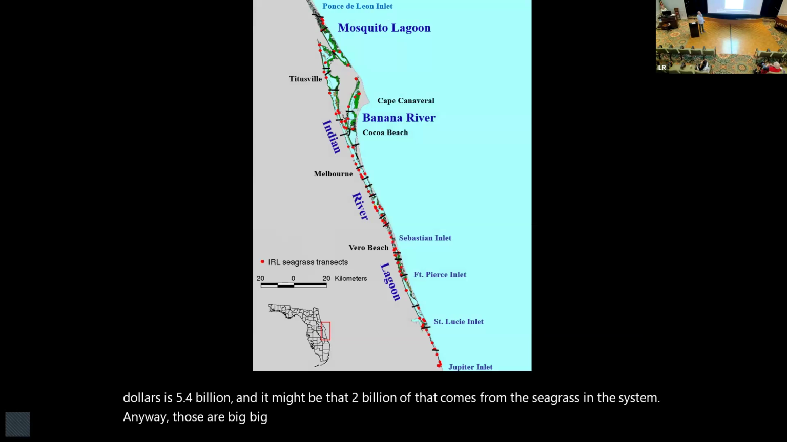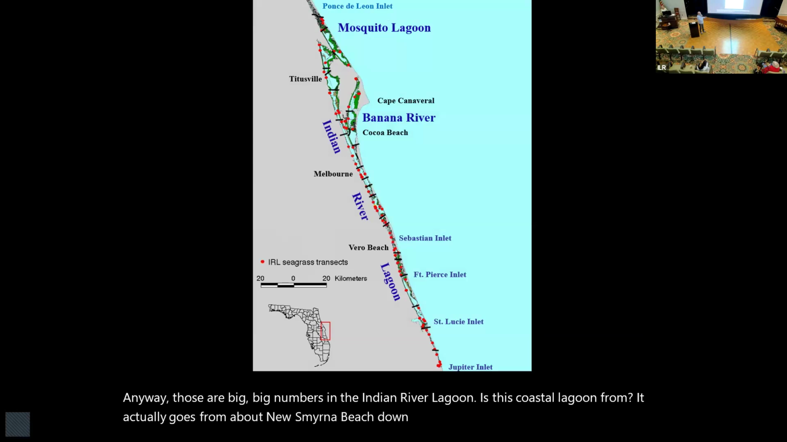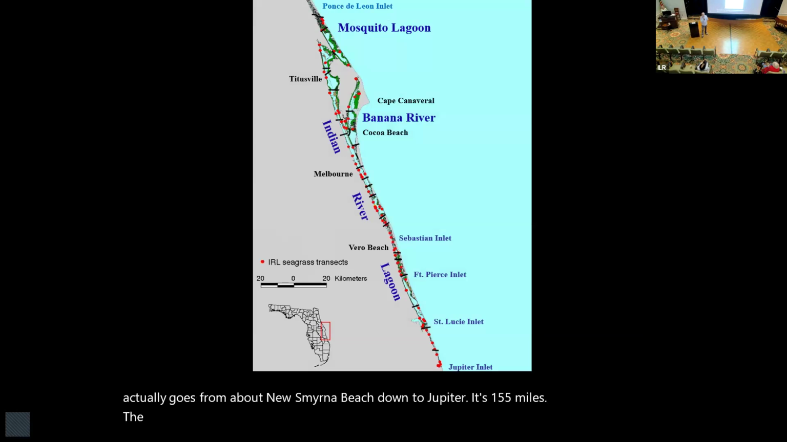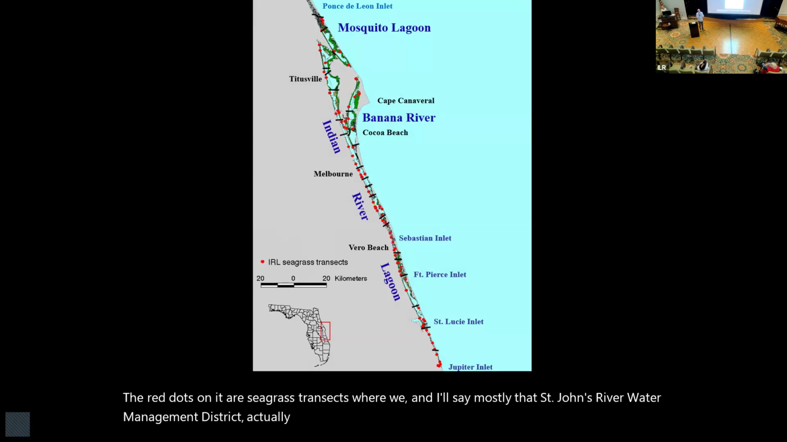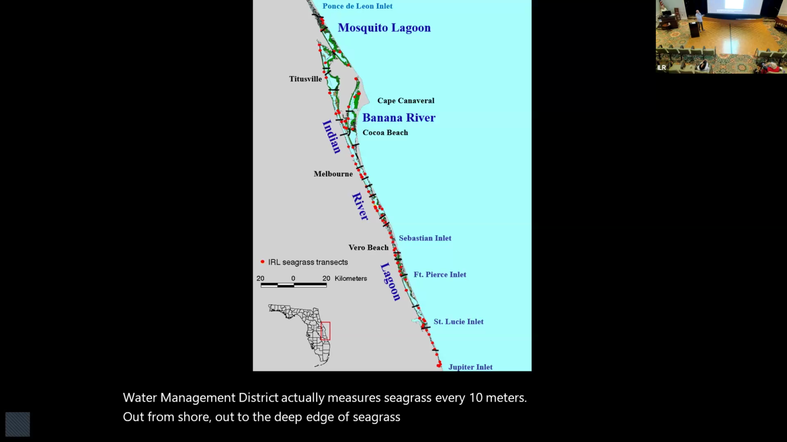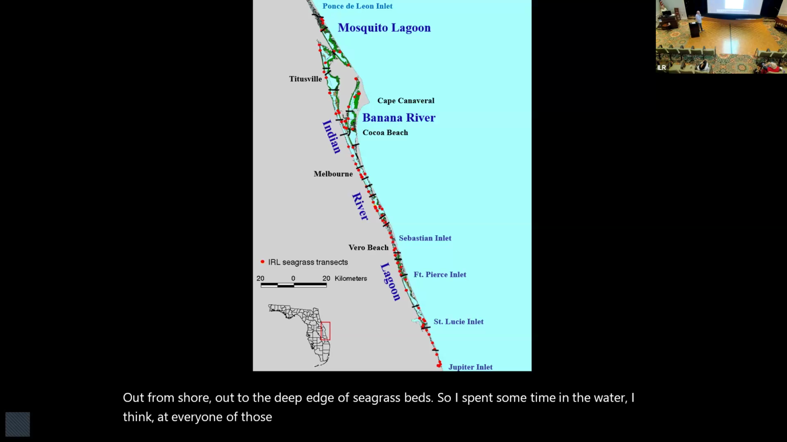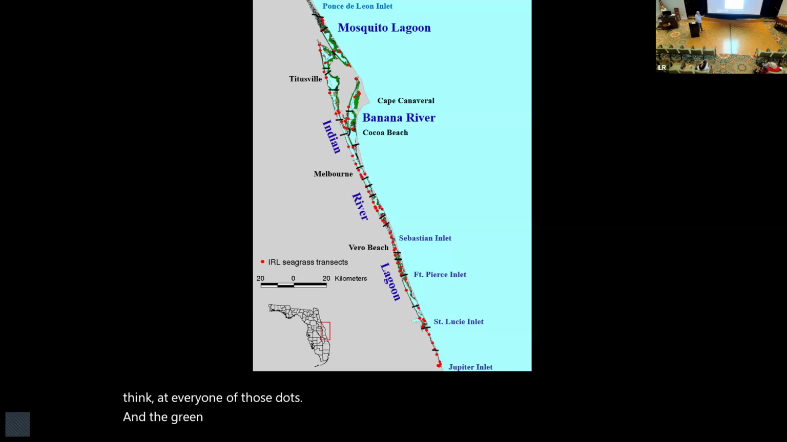And the Indian River Lagoon is this coastal lagoon. It actually goes from about New Smyrna Beach down to Jupiter. It's 155 miles. The red dots on it are seagrass transects, where mostly the St. Johns River Water Management District actually measures seagrass every 10 meters out from shore out to the deep edge of seagrass beds. So I've spent some time in the water, I think, at every one of those dots. And the green is the seagrass there.